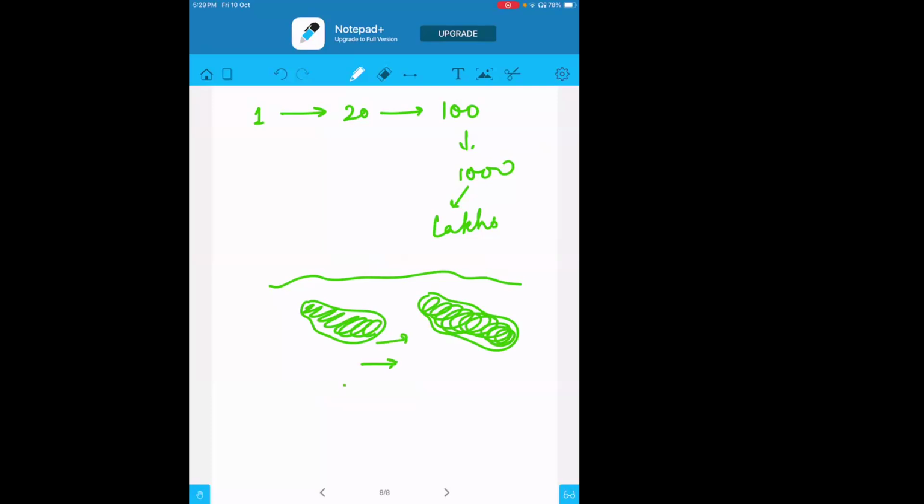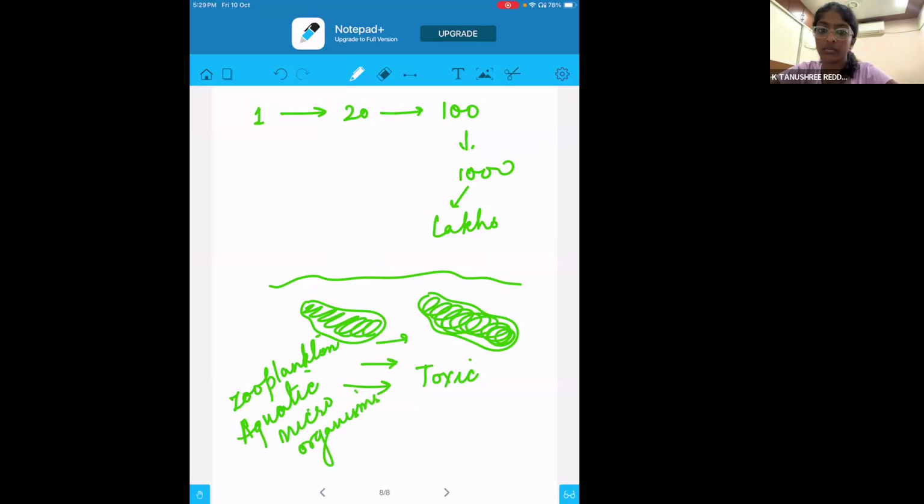They start releasing the toxic substance in the water. And in the water, who will be there? The aquatic animals, the zooplankton. Very good. The zooplankton, or we can say the aquatic micro animals or organisms will be there. Aquatic animals, or the fishes, I can say the fishes will be there.